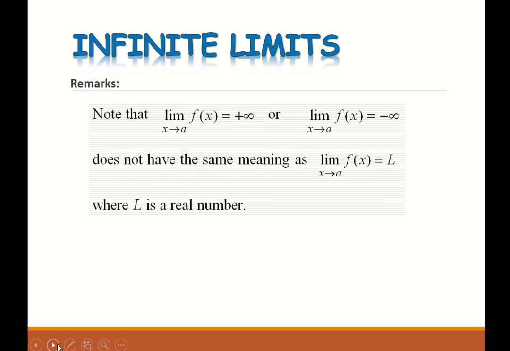So note that the limit of f(x) as x approaches a equal to positive infinity, or the limit of f(x) as x approaches a equal to negative infinity, does not have the same meaning as the limit of f(x) as x approaches a equal to L, where L is a real number. Okay, so take note on that.